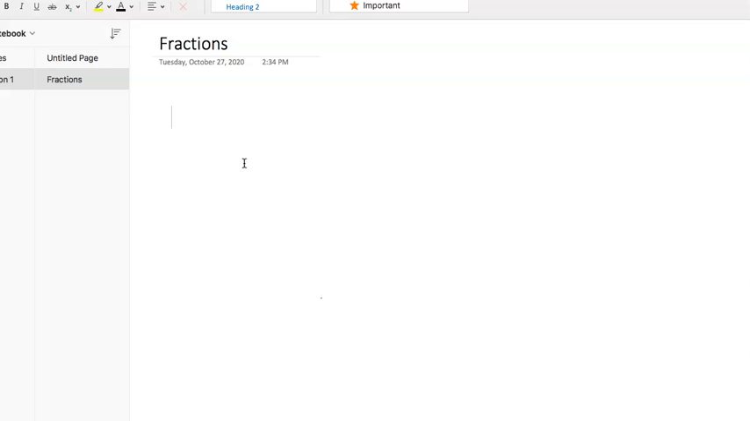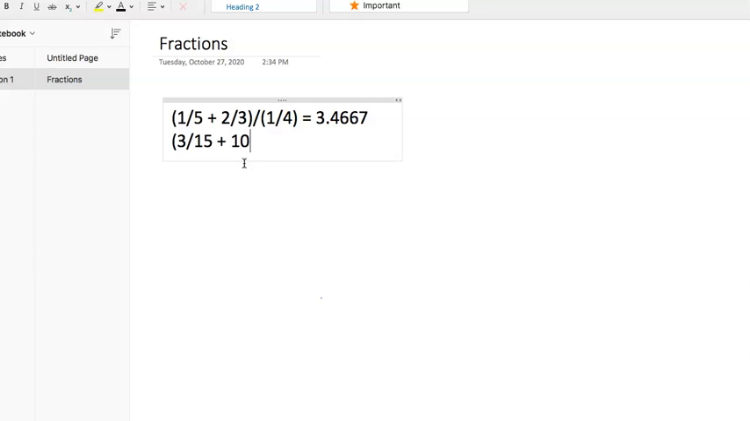Okay, the next one we're going to go 1/5 plus 2/3 divided by 1/4. Pretty similar thing here first, where we have to find that common denominator, where we have a 5 and a 3 in the denominator. So 1/5 we can make 3/15, and 2/3 if we multiply the top and bottom by 5, we can make 10/15.